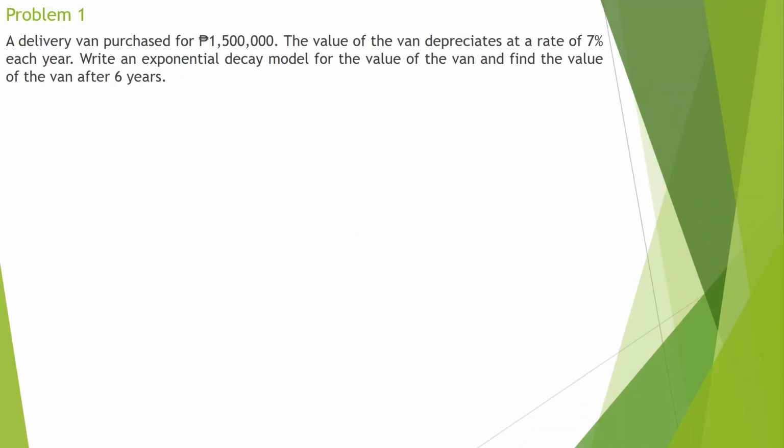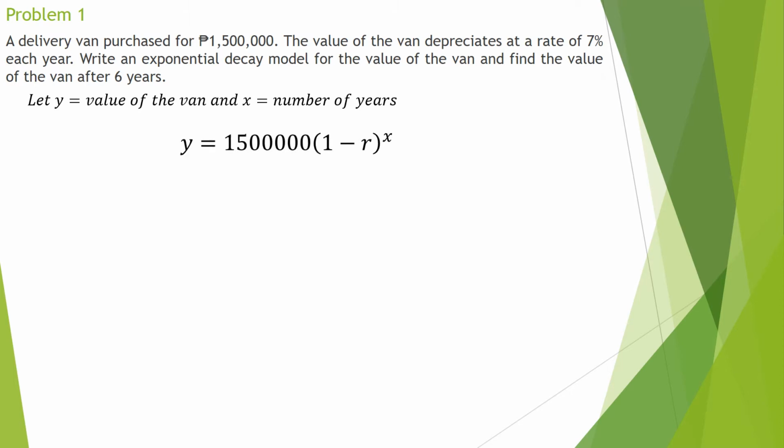So let's solve. We let y be the value of the van and x be the number of years. So we have this exponential model, y equals the amount of the van times, since it depreciates, 1 minus the depreciation rate to the power of the number of years. It is minus because it depreciates, and if it appreciates or increases, then it will be plus.